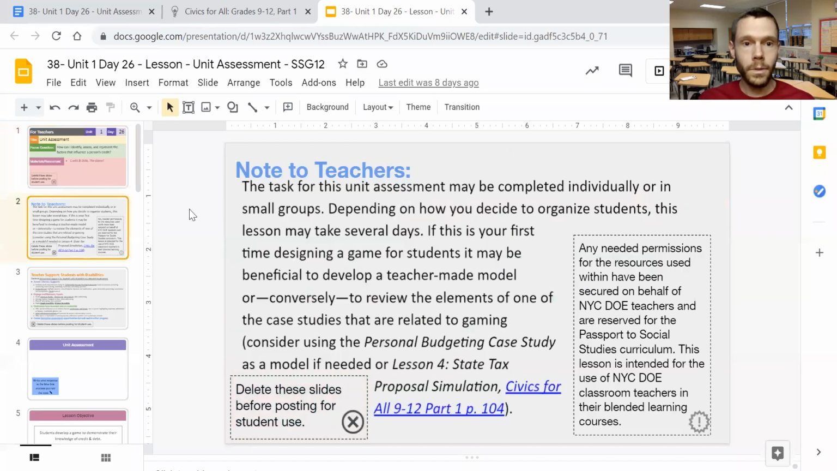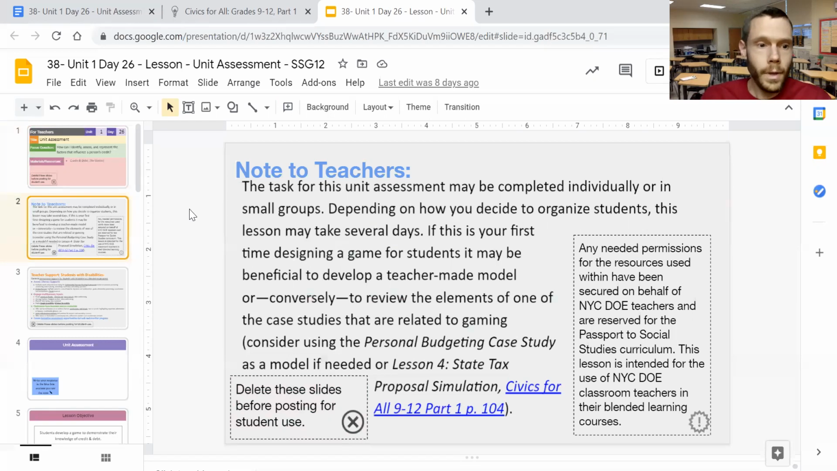And just as a general note to teachers, and this is included in the digital curriculum for Passport to Social Studies on the second slide here, if you really want to go into a deep dive on this unit assessment, it will take several days. I did try this out with my own students. It took 4 different lessons, so 4 different 45-minute blocks to do it. So it is really up to you in terms of how you'd like your students to create their games, and really just thinking about how to gauge their input.